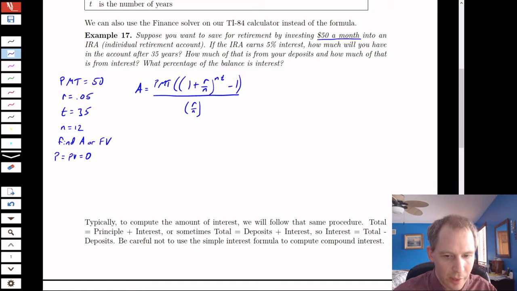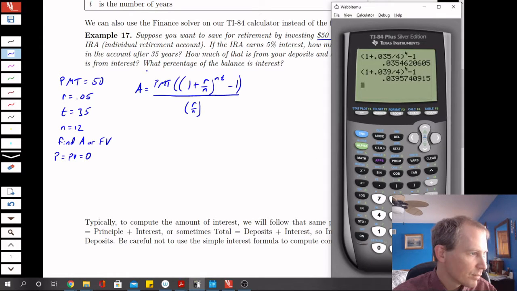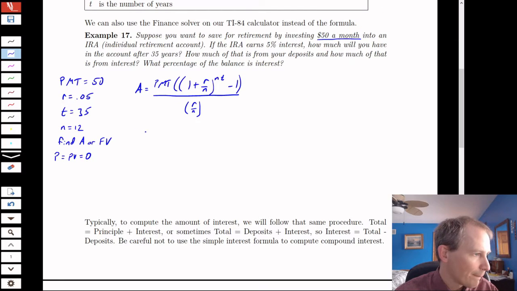I'm going to bring up my calculator and plug in those numbers. Our payment was 50 bucks. 1 plus R over N, so 1 plus 0.05 divided by 12, to the power of NT, so we have 12 times 35. The minus 1 is not in the exponent, so be careful about that. Divided by, open parenthesis for the denominator, 0.05 divided by 12. So we end up with $56,804.62.